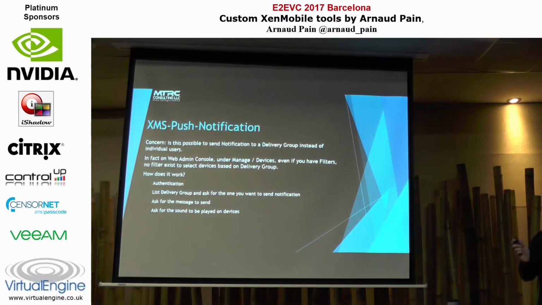For the first one, I was asked by someone whether it was possible to send a notification. If you are aware of XenMobile, you can in the console select devices and send a notification. The request was, can I send a notification to a delivery group? In fact, in the XenMobile web console, it's not possible to do that. There are some filters, you can filter based on Active Directory membership assigned to a delivery group, but not on a delivery group itself.